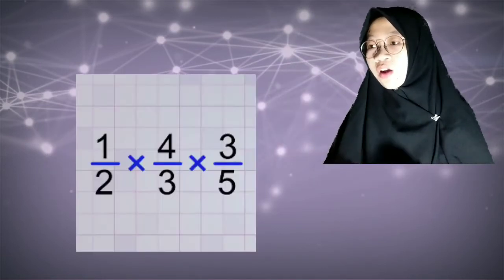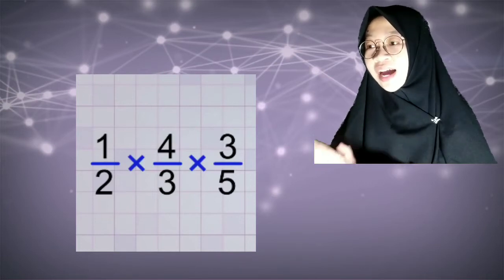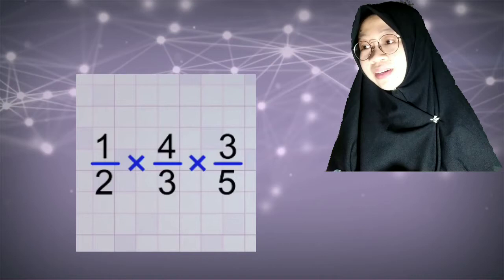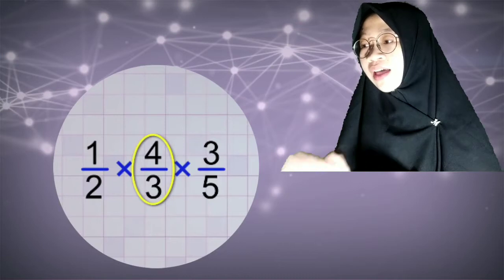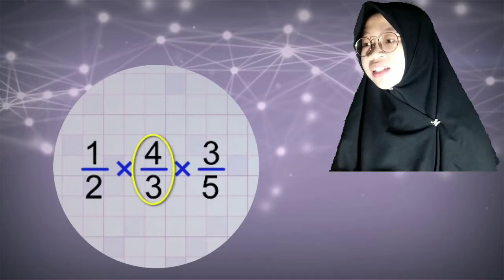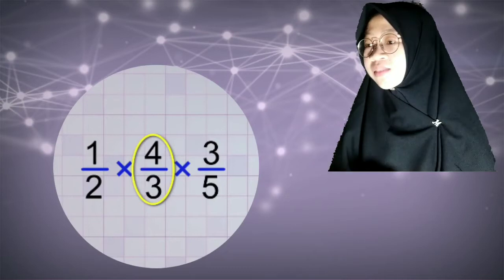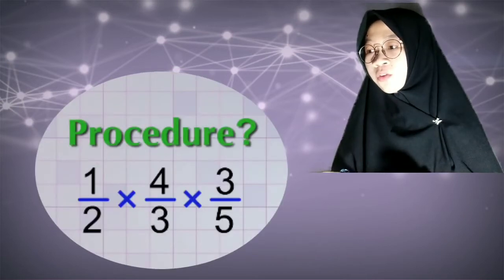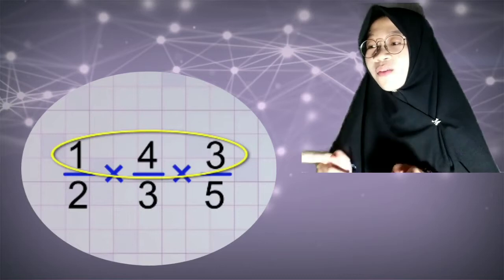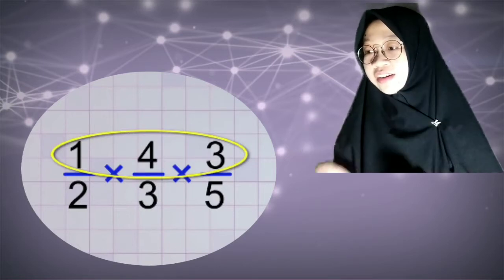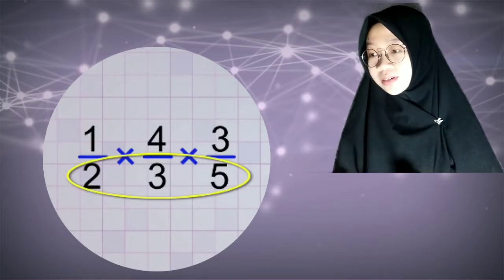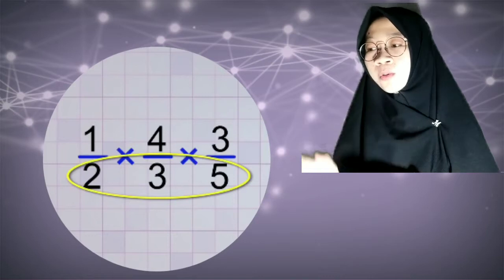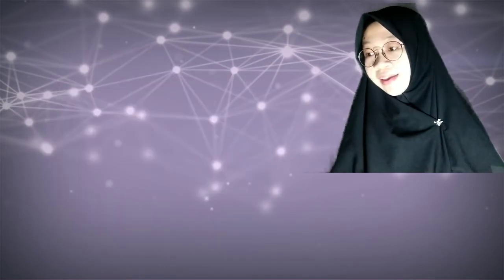Alright, let's see one last example. Here it is. 1/2 times 4 over 3 times 3 over 5. Wait a minute. This has three fractions multiplied together. And that middle one looks like an improper fraction because its top number is bigger than its bottom number. Does our procedure work for this problem too? Yup. All we have to do is multiply all the numerators together and then multiply all the denominators together and we will have our answer. And this will work no matter how many fractions we have to multiply.